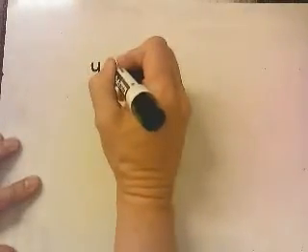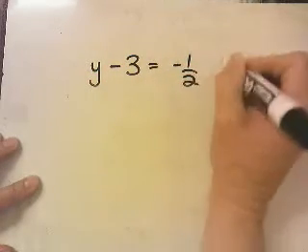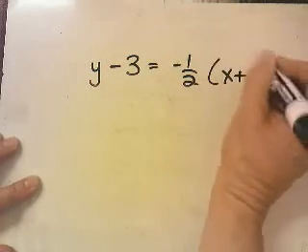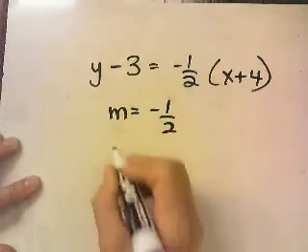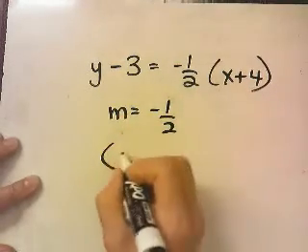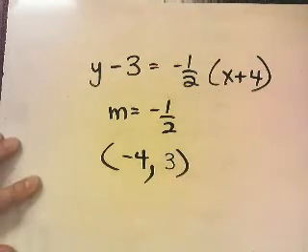Let's try another one. y minus 3 equals -1/2 x plus 4. Again, slope, pretty easy to determine. The point would be the opposite of what I see and the opposite of what I see. So this point would be -4, 3.